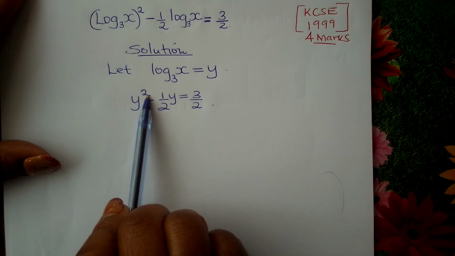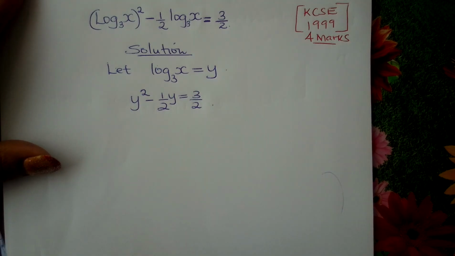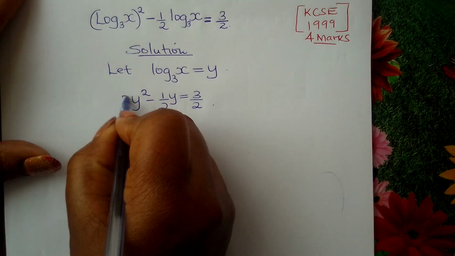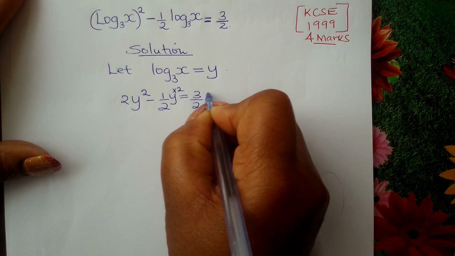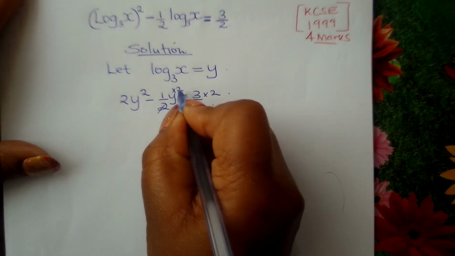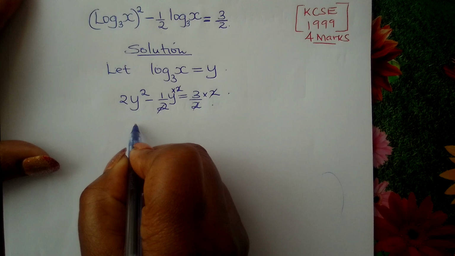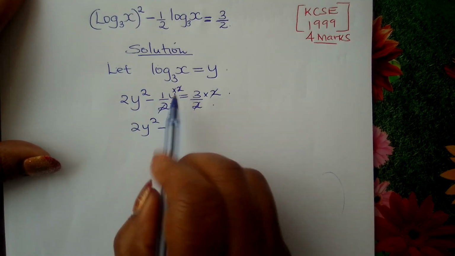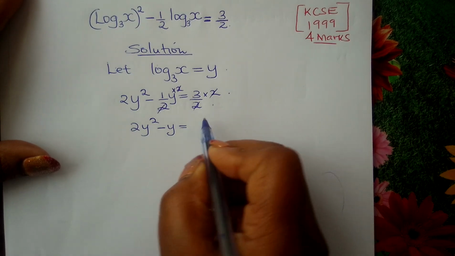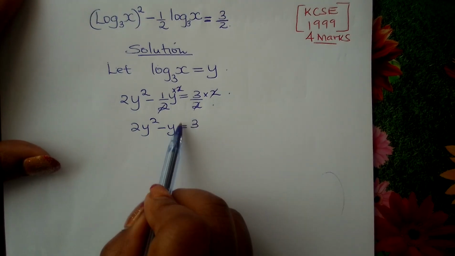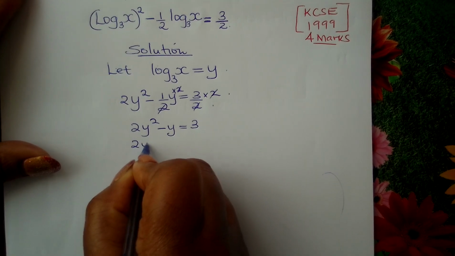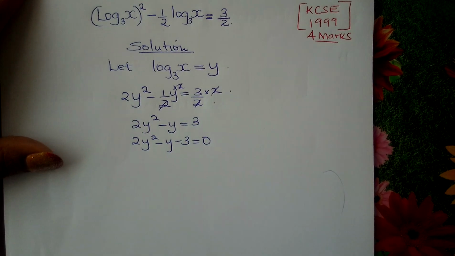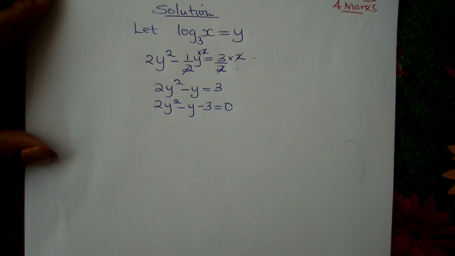Because y is raised to 2 here, here you have y and you have a constant. So we can simplify this equation by multiplying everywhere by 2 to remove the denominator. This and this will cancel out. We'll end up with 2y squared minus y is equal to 3. Bring this 3 on this side, learner. You get 2y squared minus y minus 3 is equal to 0. So we have a better quadratic equation.